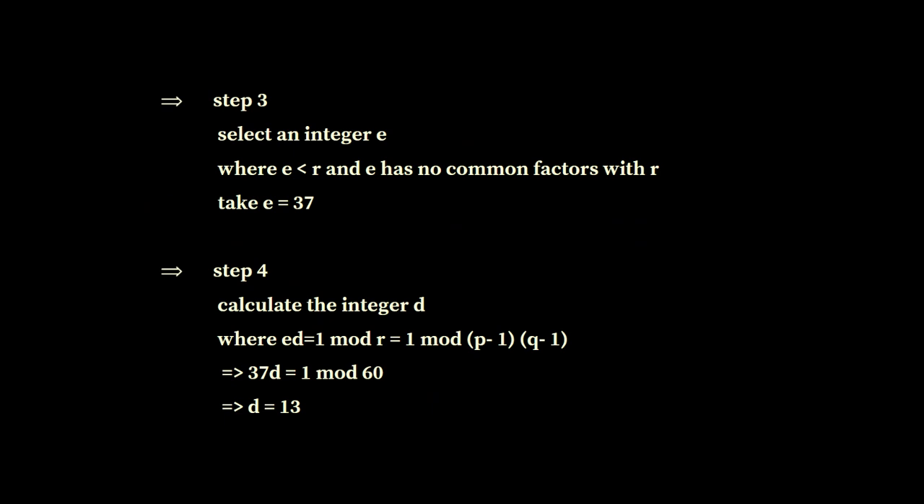Step 3. Select an integer e where e is less than r and e has no common factors with r. Take e equals 37. Step 4. Calculate the integer d where e into d is 1 mod r, which is equal to 1 mod p minus 1 times q minus 1. So 37d equals 1 mod 60, that results in d equals 13.